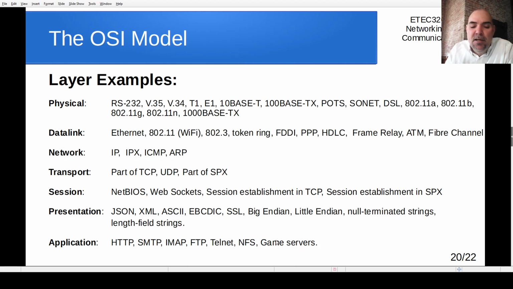Those things might be handled by a presentation layer before the data gets passed up to the end application. And there are some end applications that we put up there: network file system, game servers, HTTP, SMTP, IMAP, FTP. All those things are examples at the application layer. Pretty much anything that exists as an application on the network would fall into this application space.